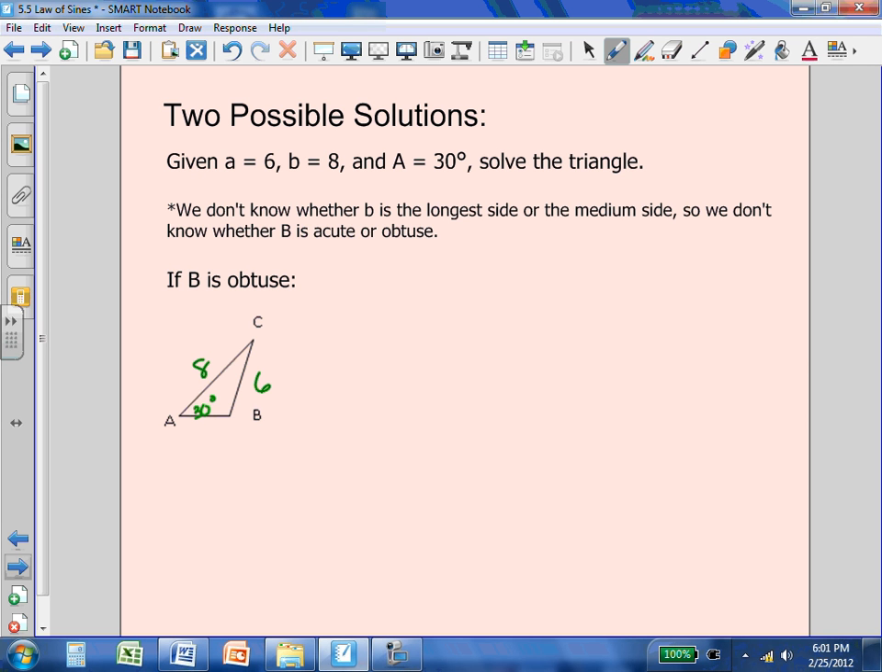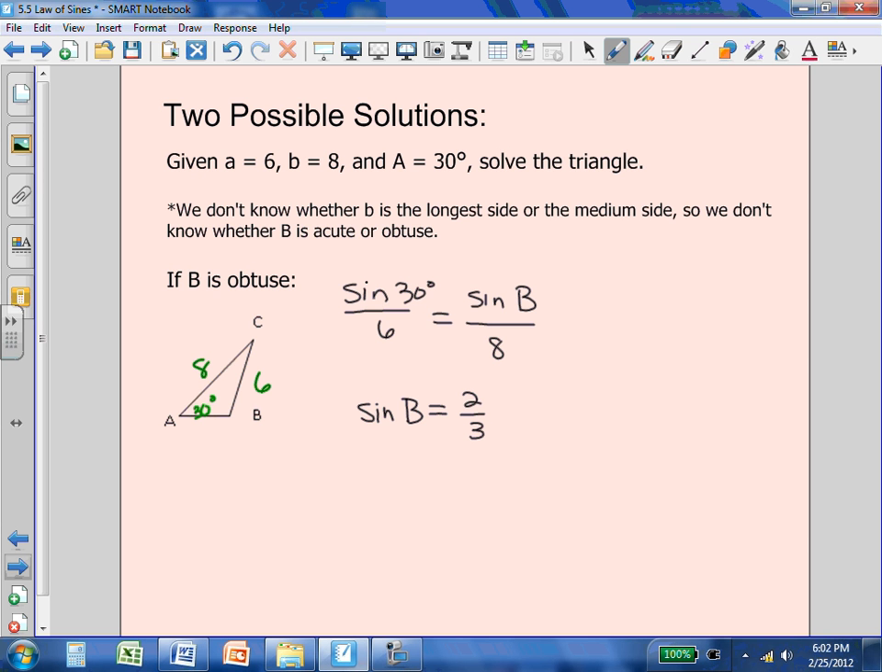Now this is going to start out exactly the same way. You start with the fact that the sine of 30 degrees over 6, working with angle A and side A, is the sine of angle B over 8. So again, we cross multiply, and we get back to exactly the same point that we had before: the sine of angle B is 0.6 repeating, in other words, 2/3.